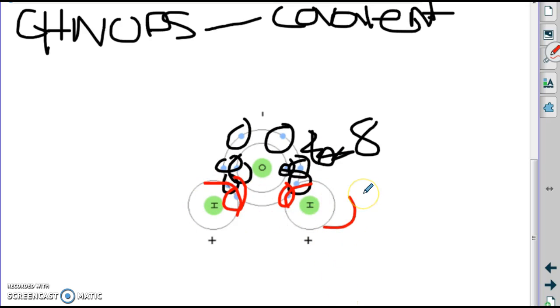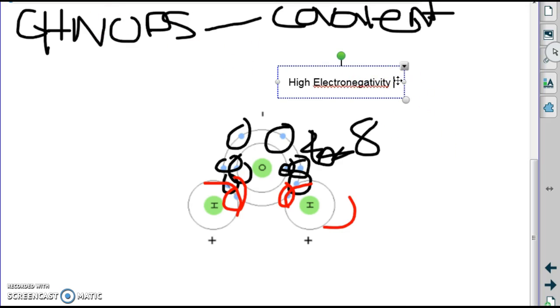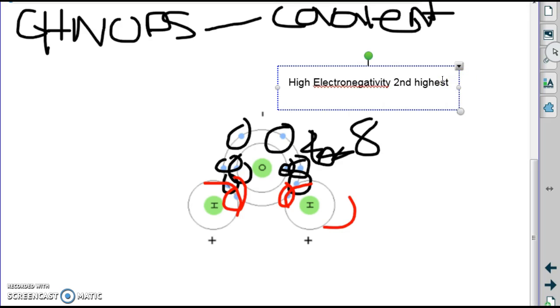But because of its characteristic properties, oxygen doesn't share them equally. It's like that 3-year-old that we talked about sharing things, right? So it has what we call a high electronegativity. It's actually the second highest in the periodic table. Only fluorine beats it, so it's really, really highly electronegative. And that's what really counts as how well it shares.